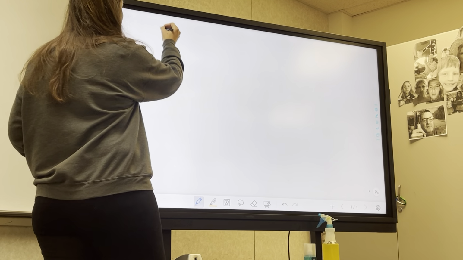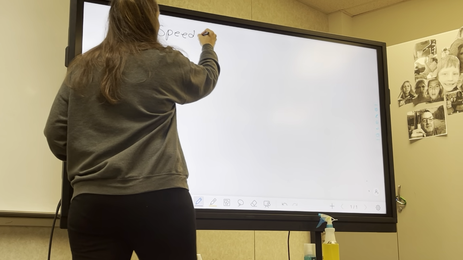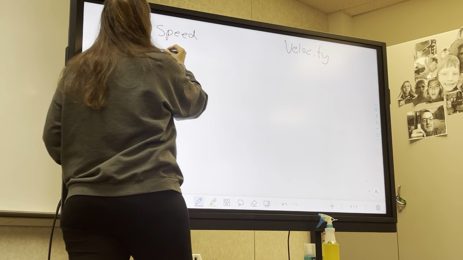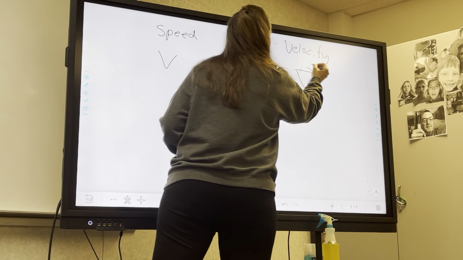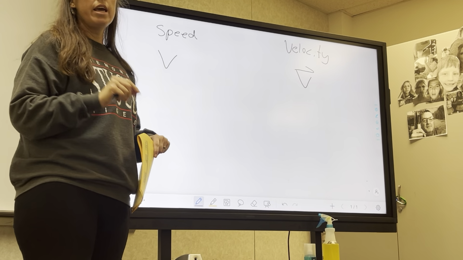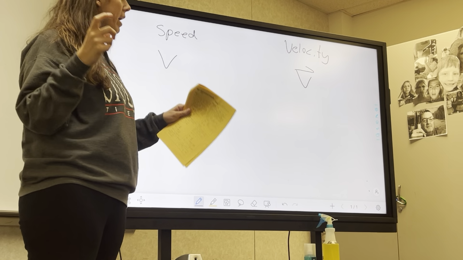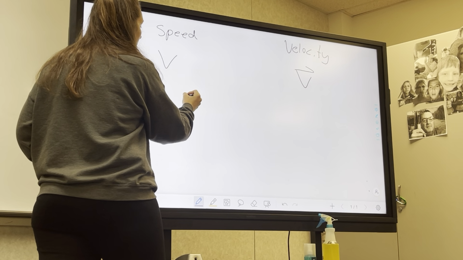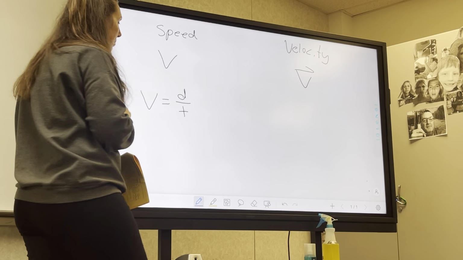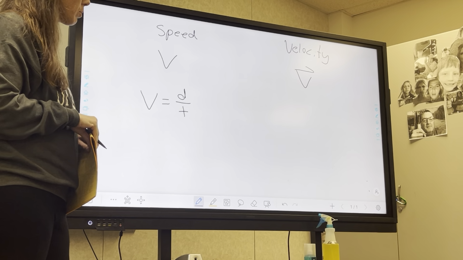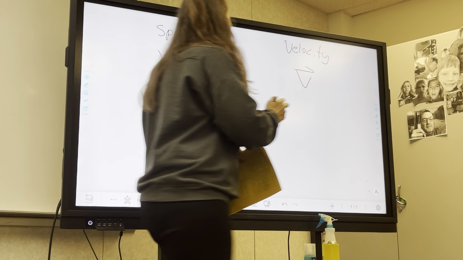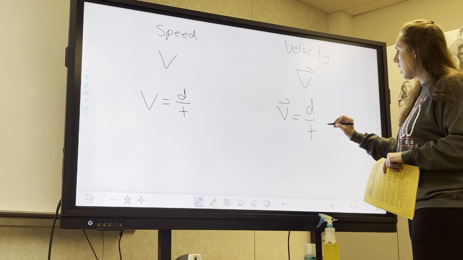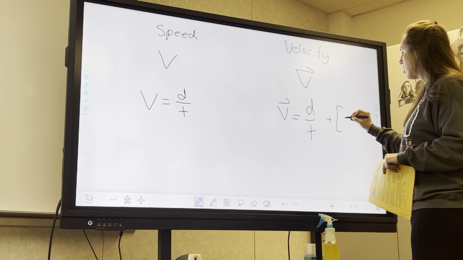So remember speed and then velocity. Speed is V, velocity is V hat, okay? Because it has a hat on it, it has that extra dimension of direction. So for speed, we calculate it using the distance divided by time, and you're obviously going to have units with that, so it's magnitude in units. But for velocity, it's going to be V hat, distance divided by time, plus a direction.